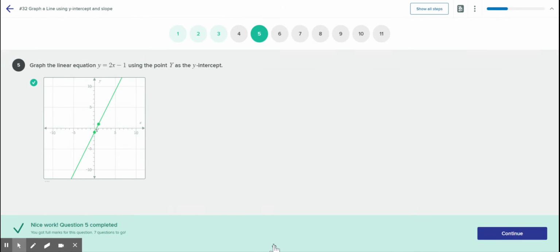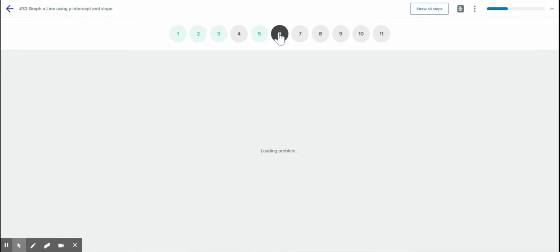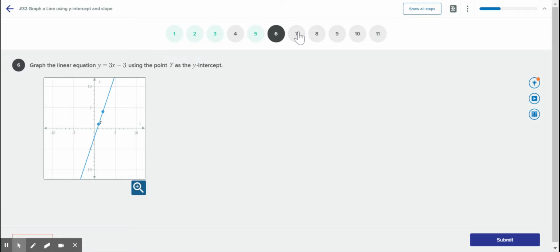Submit the answer. Okay, so that's how you do it if it's an equation. Let's see what these other problems look like. Same idea, same idea, same. Oh, this one's a little bit tricky.